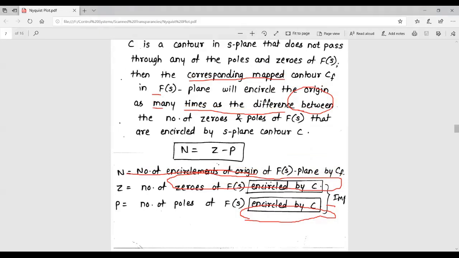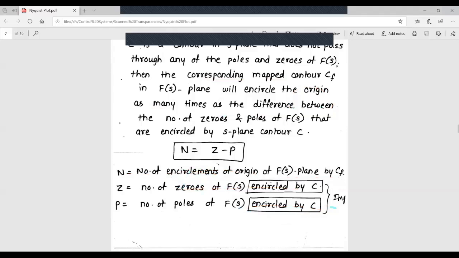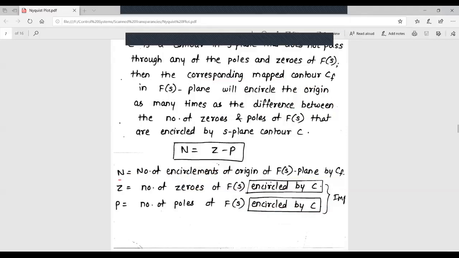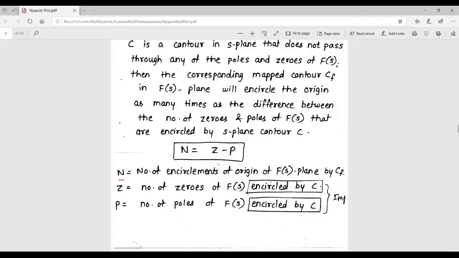Now, what do we mean by that? I hope all of you have understood what f of s is, what C is, and what C suffix f is. Now, there are another representations or notations which we need to study before actually understanding the mapping theorem. So we have the formula that is given as n is equal to z minus p. So here n is nothing but number of encirclements. We have seen the method to count the encirclements around origin. So n is number of encirclements of origin of f of s plane by C of f.